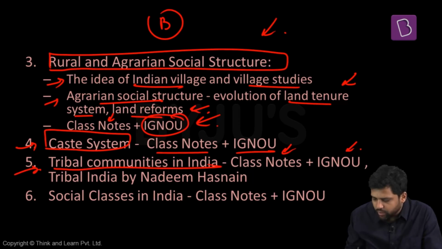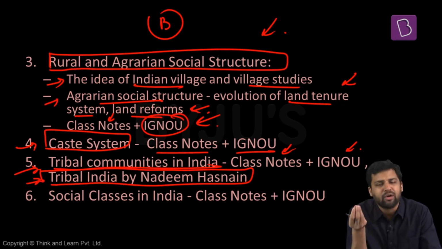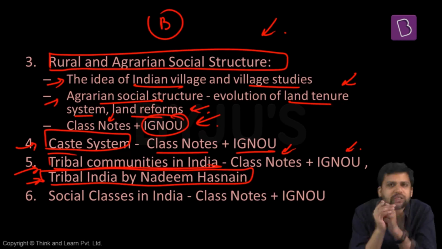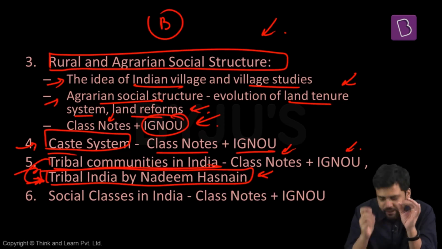The next topic, tribal communities in India. For this, again, class notes, IGNOU is important. Apart from this, one book, Tribal India by Nadine Hassan. But one thing you should keep in mind, the entire book might not be relevant, only some selected readings, some particular chapters. Tribal communities in India talks about 4 subtopics. So map those subtopics to the chapters in this particular book and read that. Only those chapters which are relevant for the syllabus, go for it.